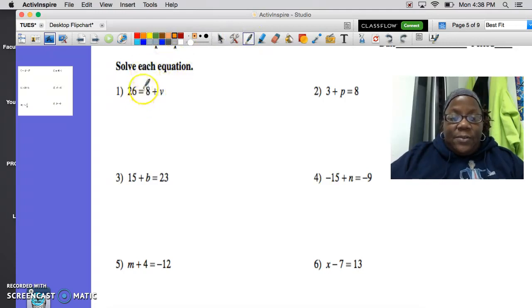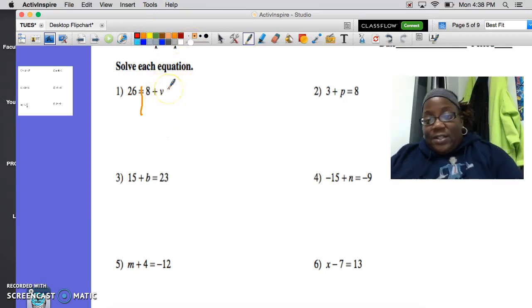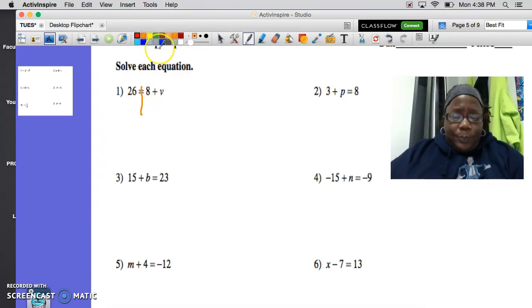So looking at the first one here, remember I like to draw my street. Your objective is to get the letter, in this case V, by itself. What do I need to do in order to get V by itself? I need to move the 8. That's a positive 8. So remember, I'm going to do the opposite of what I see, which means I'm going to subtract 8 on both sides.